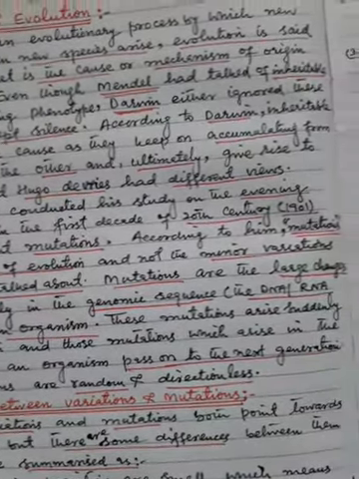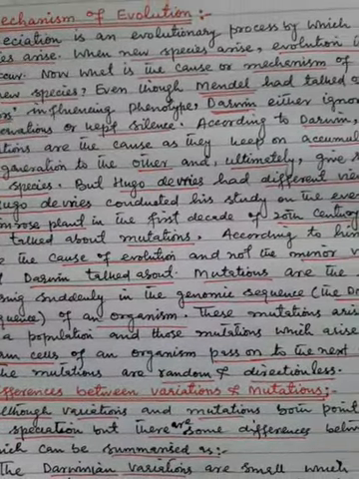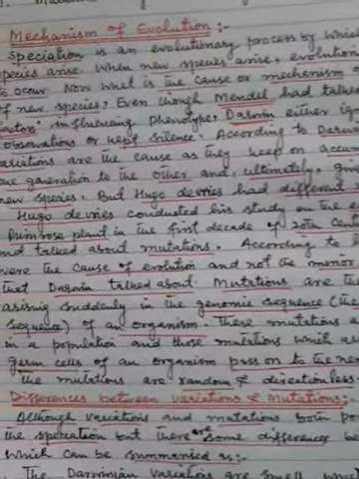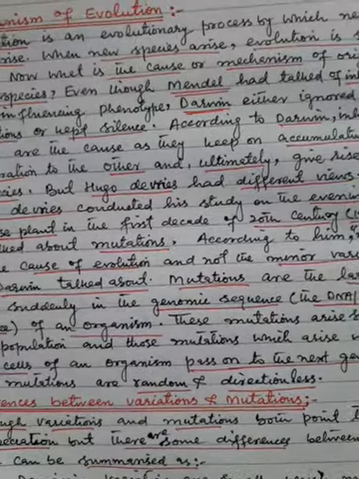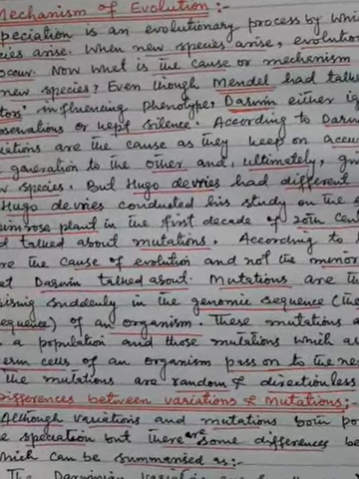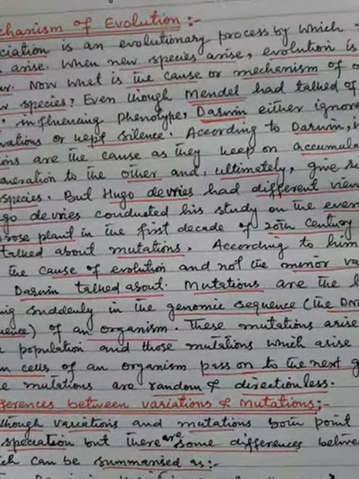These mutations arise suddenly in a population, and those mutations which arise in the germ cells of an organism pass on to the next generation. The mutations are random and directionless.